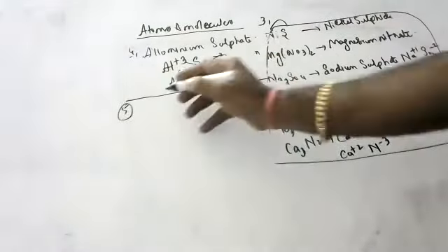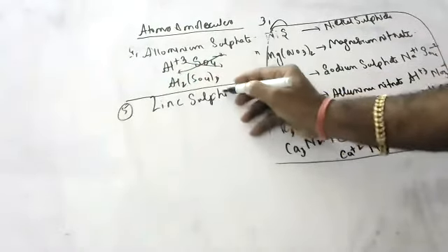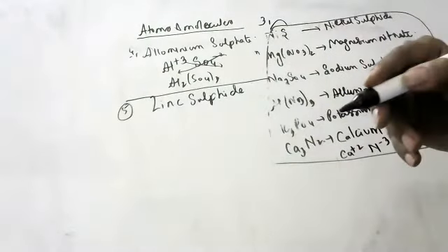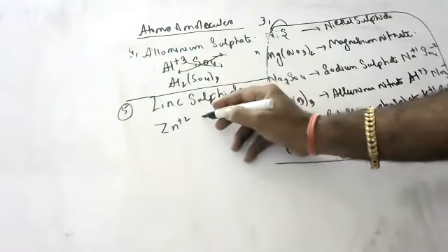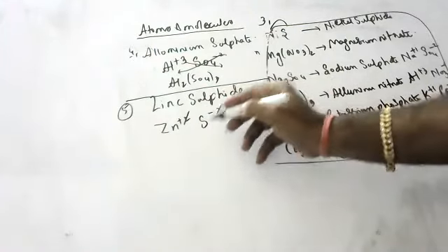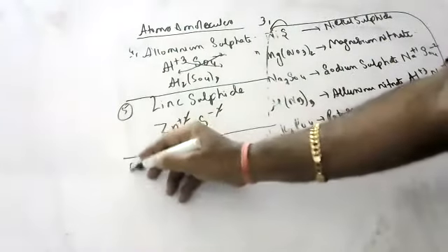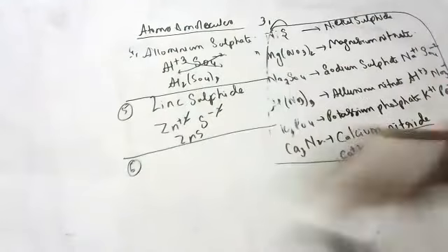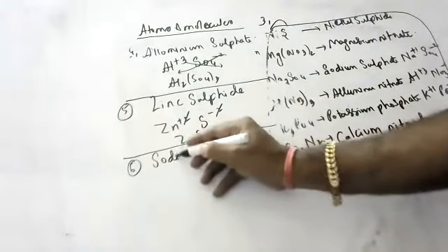Very good. Anyone? Zinc sulfide. Zn is 2+, sulfide is S 2-. ZnS, sir. Zinc sulfide. Okay, children, zinc sulfide is used as rat poison, children. Sodium nitride. Anyone?